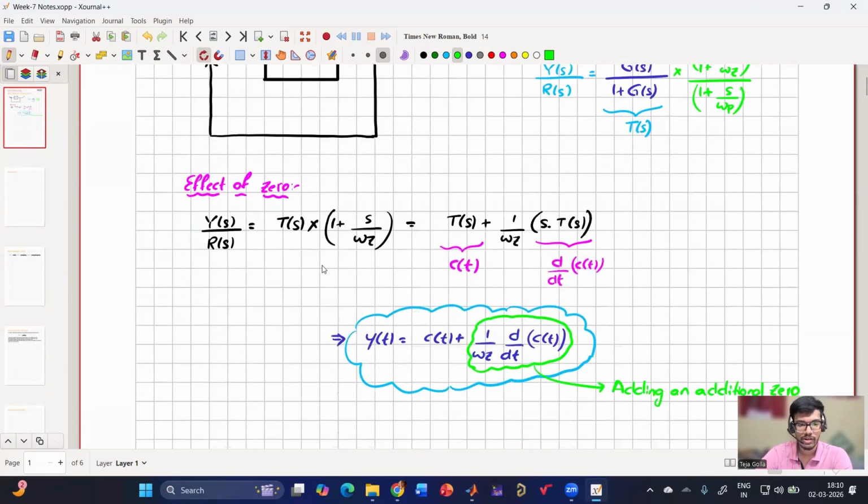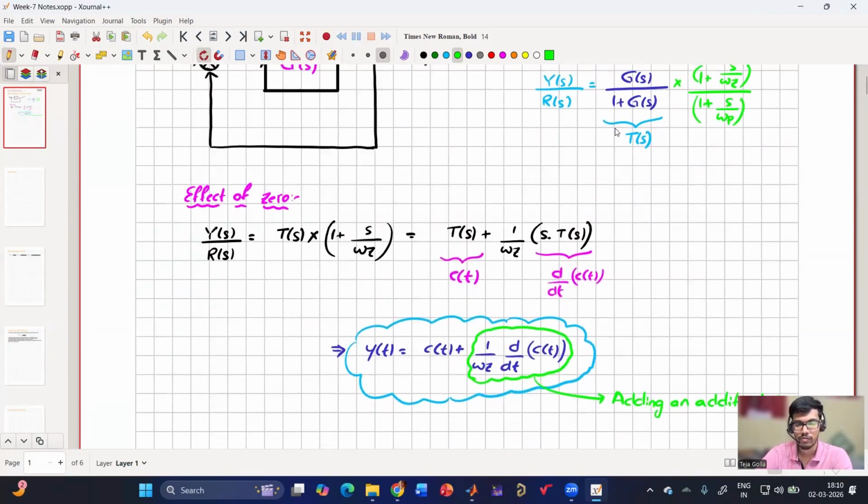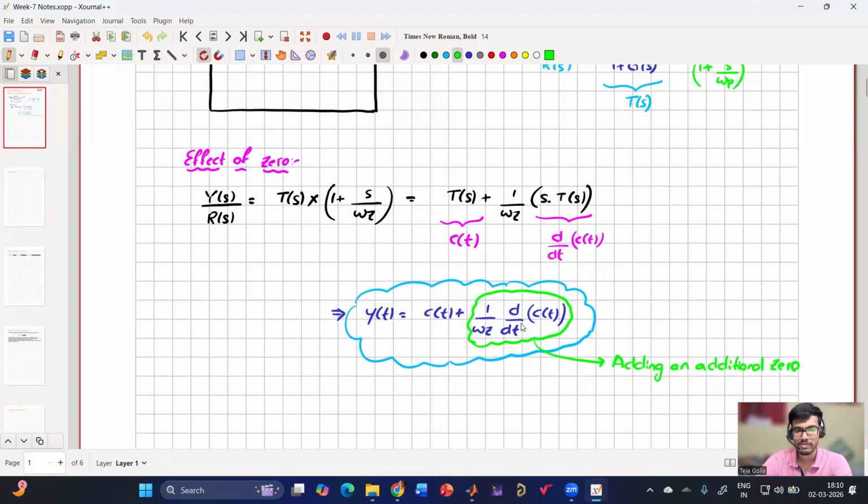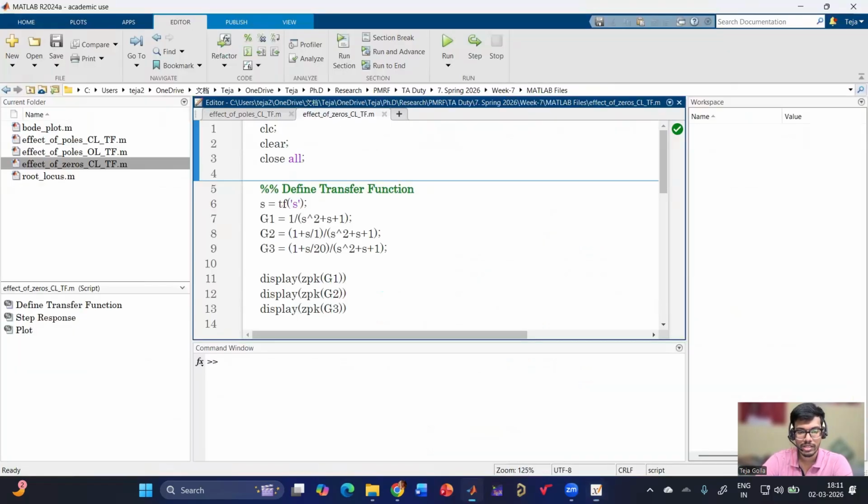So first we started with the effect of zero. I'm calling G(s) by 1 plus G(s) as T(s). Then this will be T(s) into 1 plus s by omega z. Now if I divide it into two terms, one is T(s) and one is s into T(s). If I do the inverse Laplace transform and consider this time domain response as c(t), then s into T(s) will be the derivative, because we discussed in the Laplace transform week that this has a derivative effect. So this is d by dt of c(t). This is the additional term we are getting from the additional zero. Now we are checking how this is going to affect the step response.